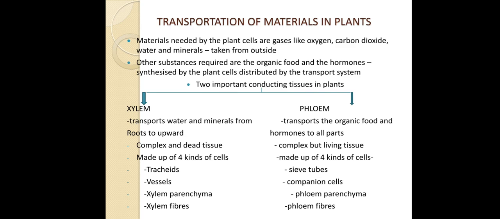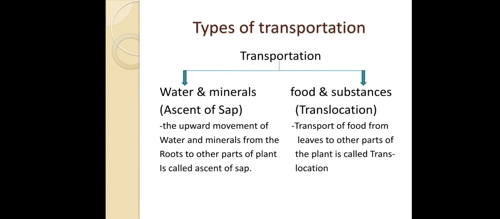Xylem is a complex and dead tissue. It is made up of four kinds of cells: tracheids, vessels, xylem parenchyma and xylem fibers. Whereas phloem is a complex but living tissue. It is also made up of four kinds of cells: sieve tubes, companion cells, phloem parenchyma and phloem fibers.